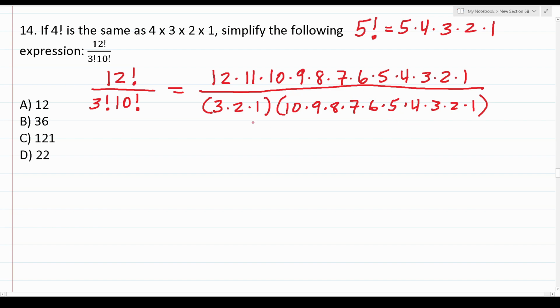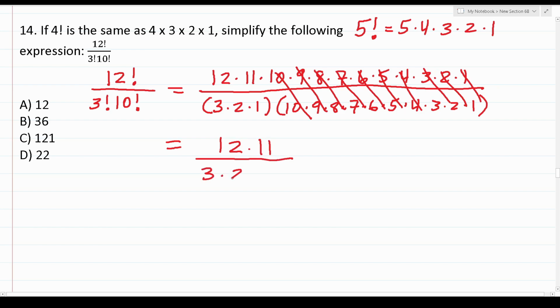All right, so if you work all this out, you're doing something wrong because you can simplify this very quickly. I can cross out this 10 and this 10, this 9 and this 9, this 8, this 8, this 7, this 7, this 6, this 6, 5, 4, 3, 2, 1. And when I do that, I'm left with 12 times 11 over 3 times 2 times 1. All right, and now this problem becomes very simple. 3 times 2 is 6 times 1 is 6.